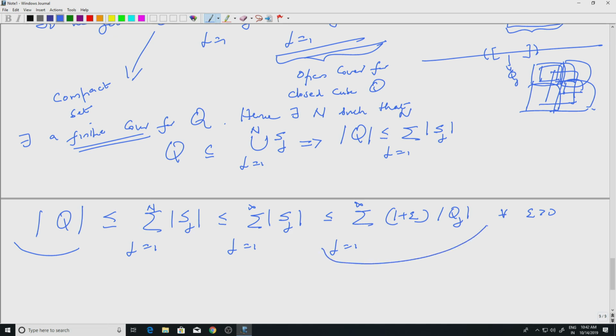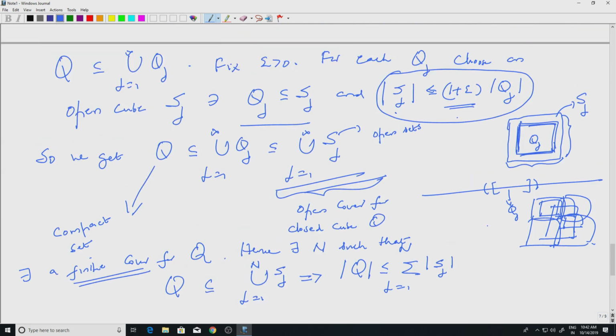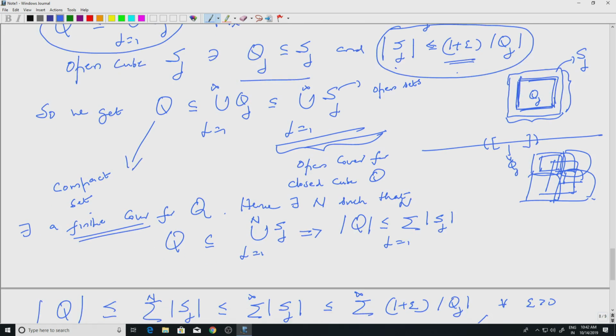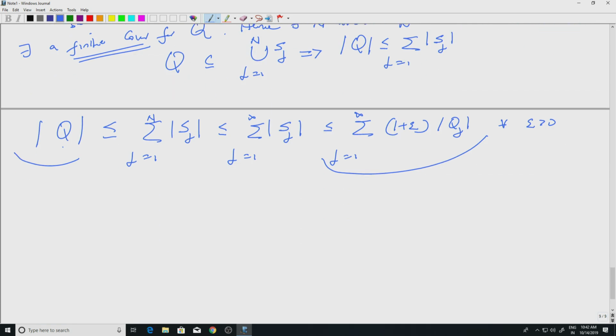For every, we started with an arbitrary cover, right. We started with an arbitrary cover of q, and for a fixed epsilon we have proved that we have this inequality, right. Q and qj's are fixed now, and this is true for every epsilon. Since it is true for every epsilon, I can let epsilon go to 0, right. So, this implies mod q will be less than or equal to summation j equal to 1 to infinity mod qj, because it is true for every epsilon.